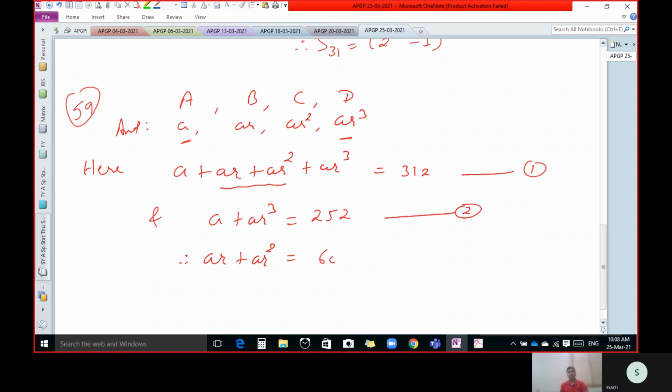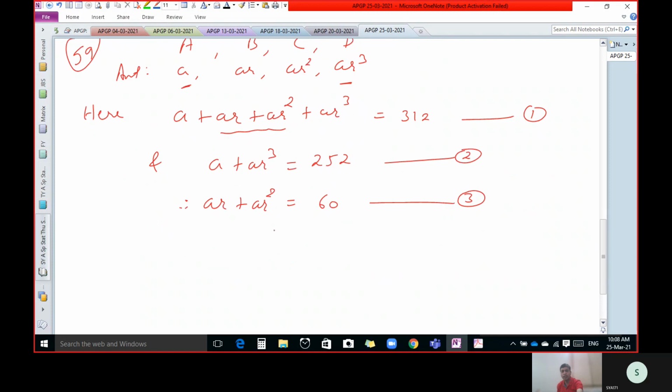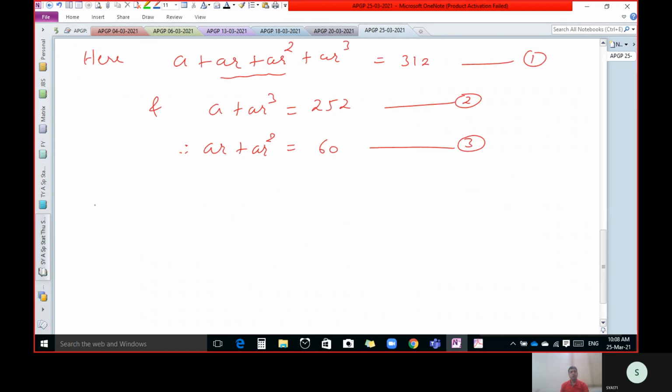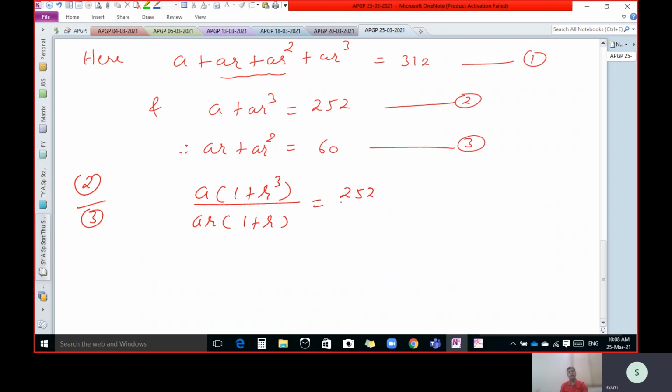60. Now solve equations 2 and 3. Because it's a form of multiplication, divide 2 by 3 or 3 by 2. Take A common from 2. What we get? A(1 plus R cube). And here take AR common. What we get? AR(1 plus R).